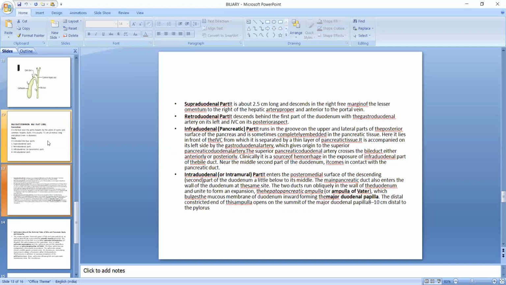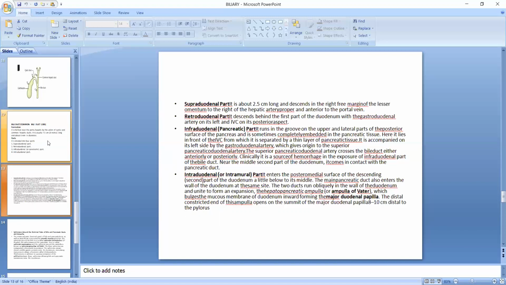The superior pancreaticoduodenal artery crosses the bile duct either anteriorly or posteriorly. Clinically, it is a source of hemorrhage in the exposure of the infraduodenal part of the bile duct. Near the middle of the second part of the duodenum, it comes in contact with the pancreatic duct.